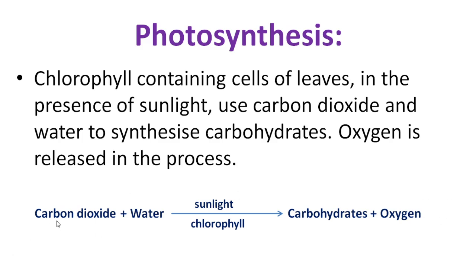In this one, we can see over here on the left hand side, we have carbon dioxide plus water. These are the two raw materials. So carbon dioxide and water, they combine to form carbohydrates and oxygen. Right? So these with the help of chlorophyll in the presence of sunlight. So this is the chemical equation representing photosynthesis.